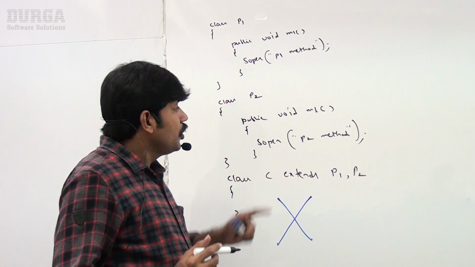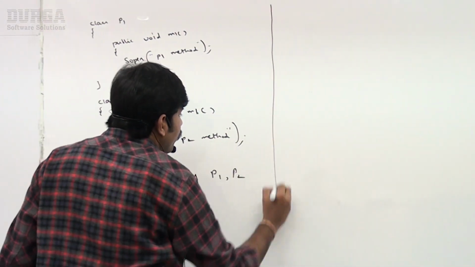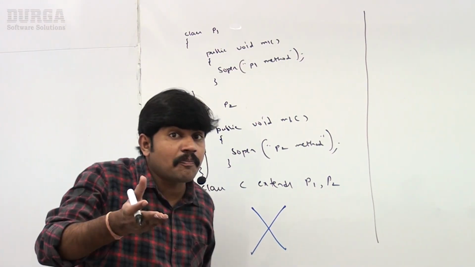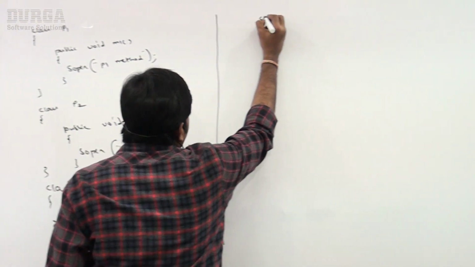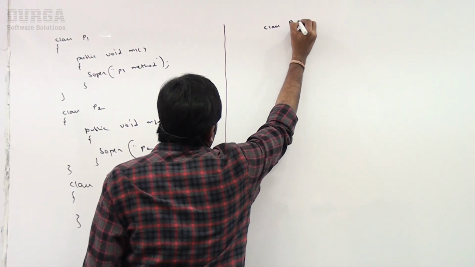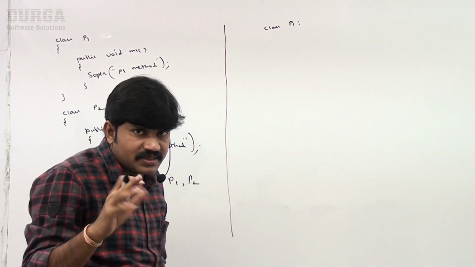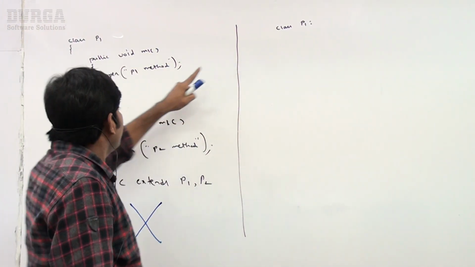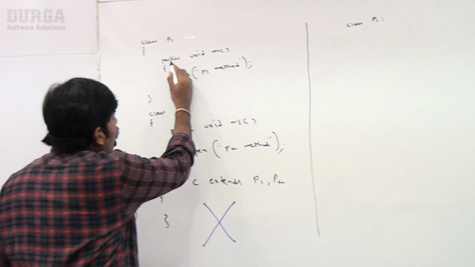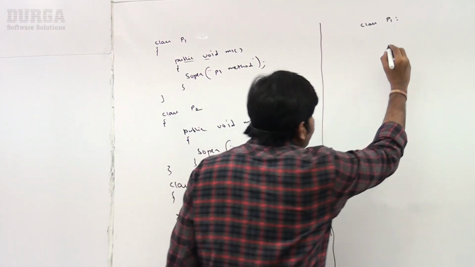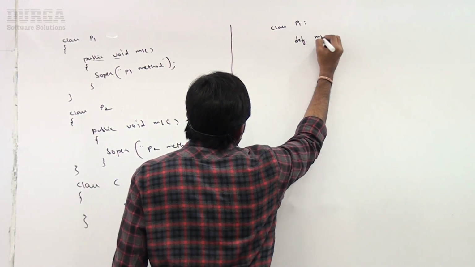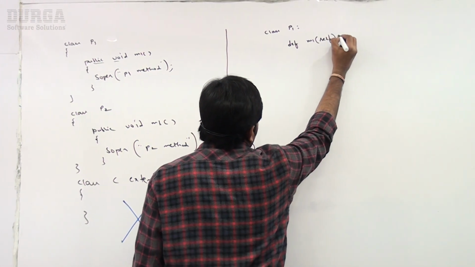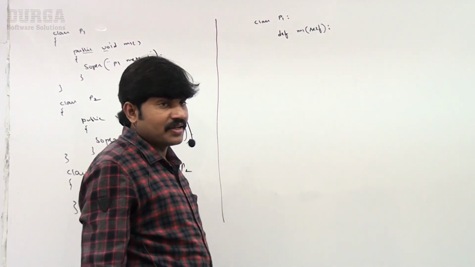But now if you consider the same scenario with respect to Python, how do you write a class P with an m1 method? What is the Python style? Observe that. Here I am taking class P1. There are no curly braces in this terminology. Next, the method I want to write. In Java you wrote public void m1, but here we have to write def m1 of self.